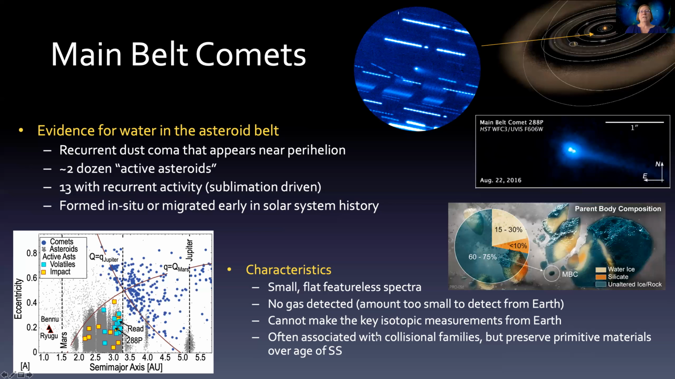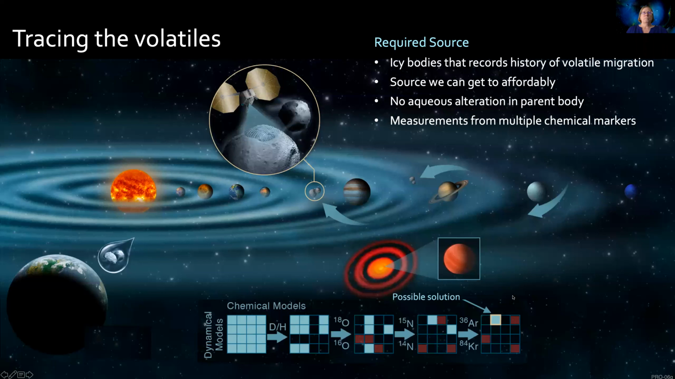Now, many of these are often associated with asteroids that have collided and broken apart, so a collisional family. And the concern might be that these aren't primitive because they came from a bigger body. But even when bigger bodies differentiate and heat, you will get surface materials that will be unaltered. And so we actually think the main belt comets in the collisional families come from these.